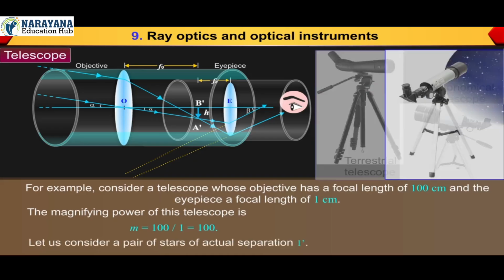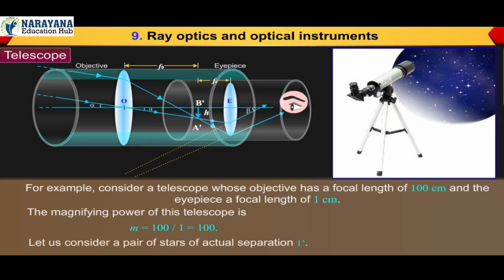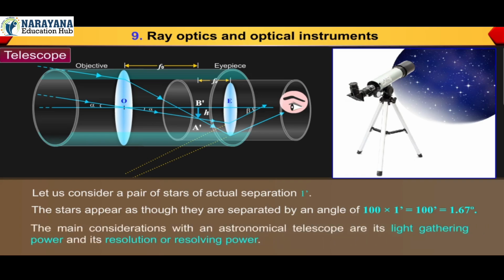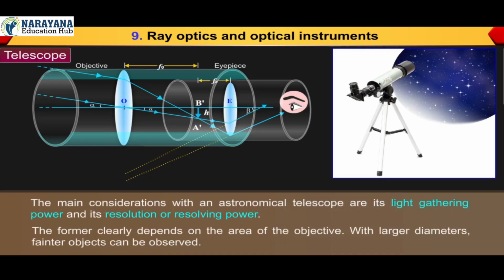Let us consider a pair of stars of actual separation 1 minute. The stars appear as though they are separated by an angle of 100 into 1 minute, which is equal to 100 minute, which is equal to 1.67 degree. The main considerations with an astronomical telescope are its light gathering power and its resolution or resolving power. The former clearly depends on the area of the objective. With larger diameters, fainter objects can be observed.